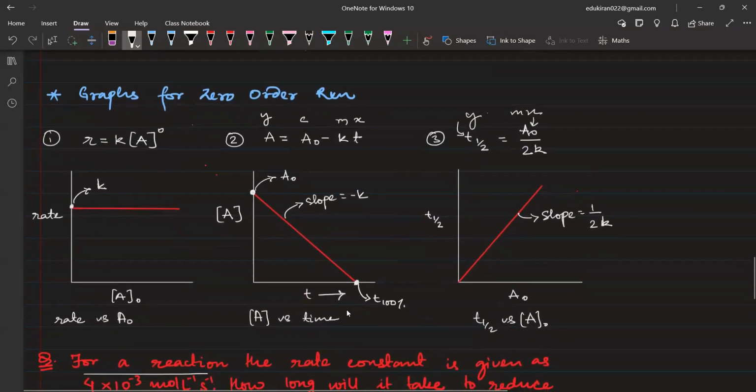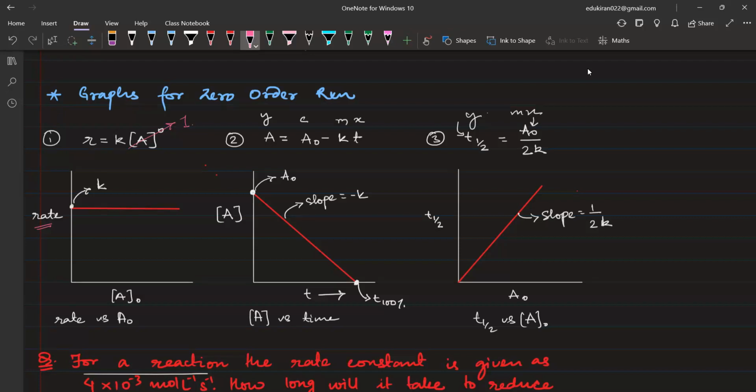So each and every graph will be drawn from a particular equation. Equation है, साथ साथ उसके graphs हैं. So we have R is equal to K into concentration of A to the power 0, and you know that A to the power 0 will be equal to 1. That means the rate of reaction is not dependent on A naught. तो A naught चाहे बढ़े चाहे घटे, it doesn't matter, the rate of reaction will be a constant.